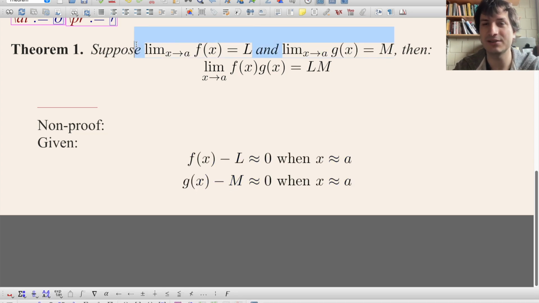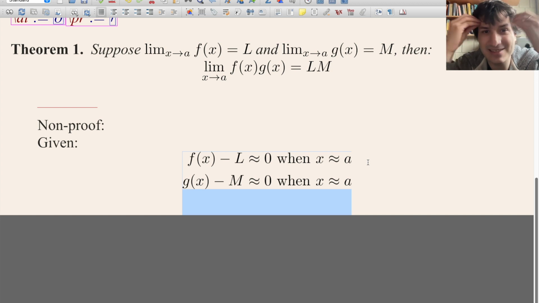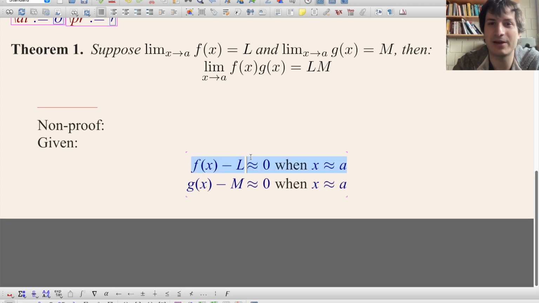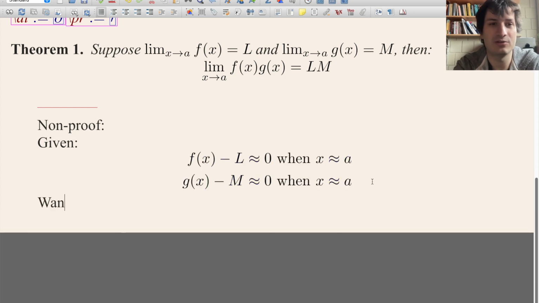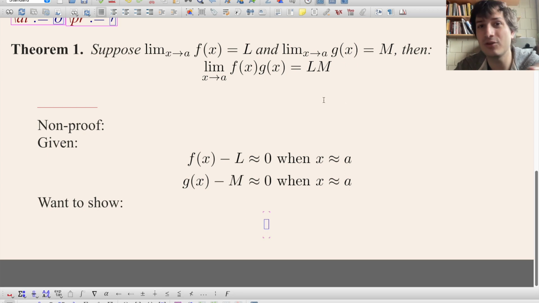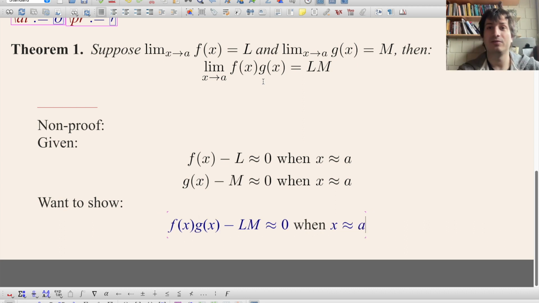If you write down the epsilon-delta definition right away, you will get bamboozled by all these Greek symbols everywhere. It's really important, at least to me, the way I think about it, to remember what it is as an idea. And this is the idea: f of x minus L is approximately 0, and g of x minus m is approximately 0. That's what we're given. What do we want to show? Well, we want to show the limit of f times g. So we want to show f of x times g of x minus L times m is approximately 0 when x is approximately a.